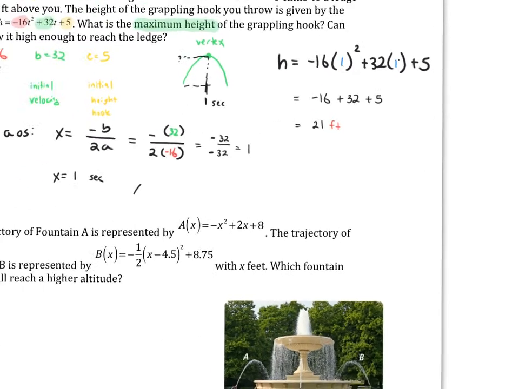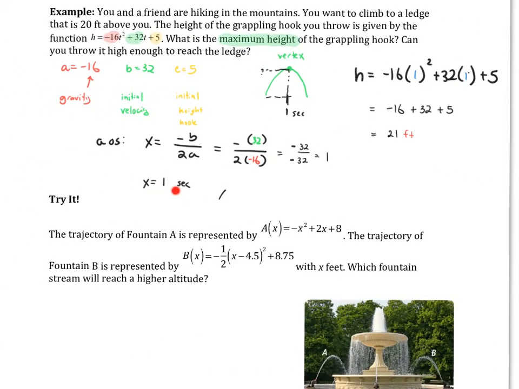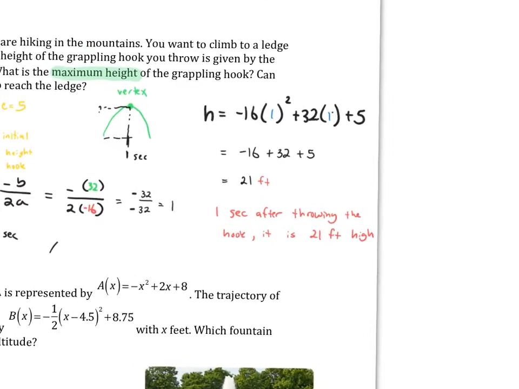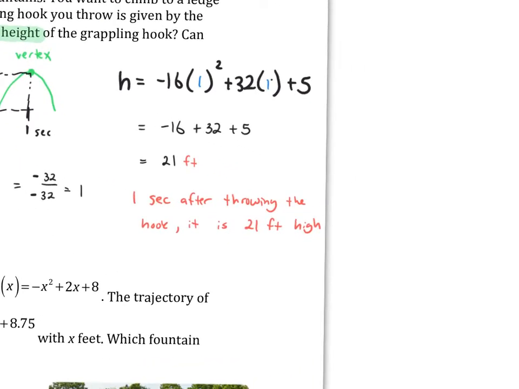So let me just interpret real quick what this stuff means. 1 second after throwing the grappling hook, it will be 21 feet high. So I'll write that down as a sentence just for you to see. 1 second after throwing the hook, it is 21 feet high. So that's the question, what's the maximum height? Or that answers the question, that's the maximum height.